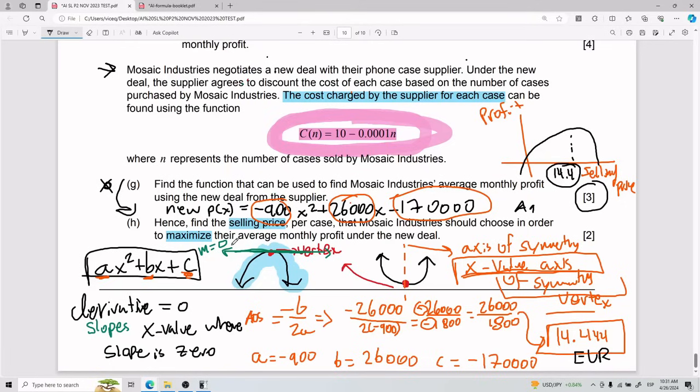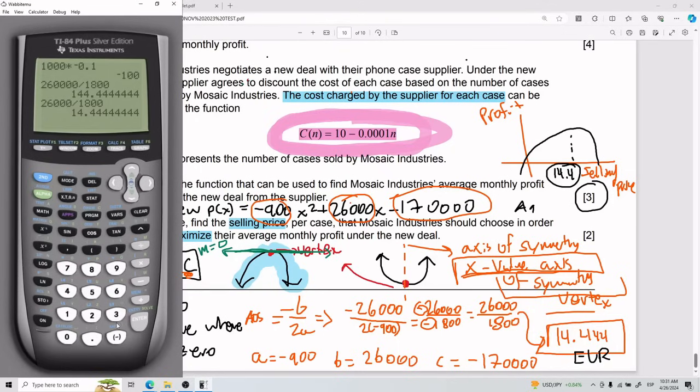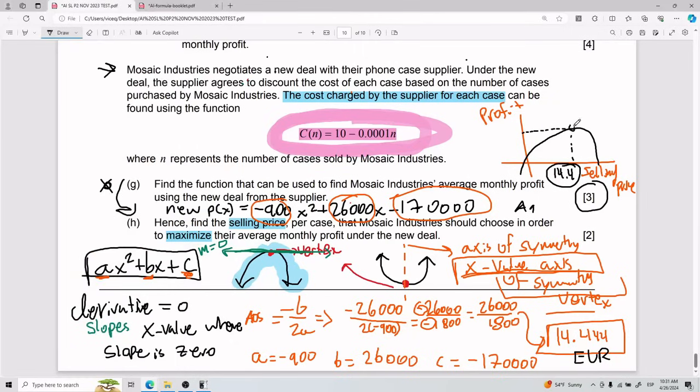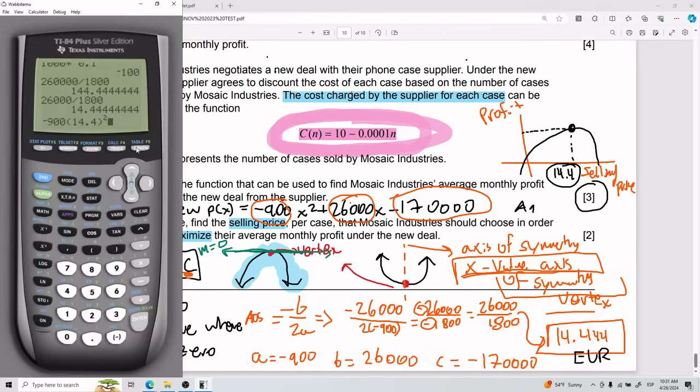If they were asking, okay, and at this price, what is the profit, you would have to plug in, and this is just to have a complete image of the exercise. If they were asking what is the maximum profit that they get, you need to plug this 14.4 back into your equation, okay? And why do you have to do that? Because that gives you the y value, and so that would give you the vertex. That would give you the maximum.